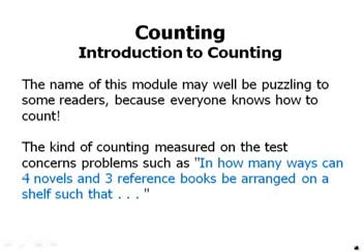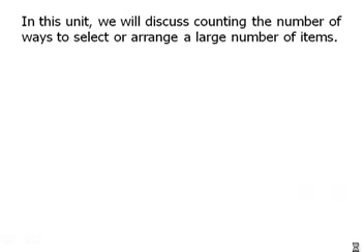This kind of counting measured on the test concerns problems such as, in how many ways can 4 novels and 3 reference books be arranged on a shelf so that blah, blah, blah, some kind of condition about the novels being on the outside, the reference books on the inside, or different orders, this sort of thing. So it's about looking at orders and sets and combinations of things. That's what we're talking about when we talk about counting.